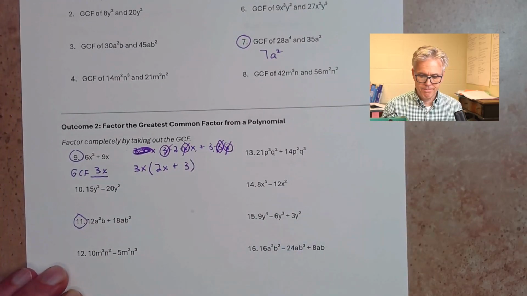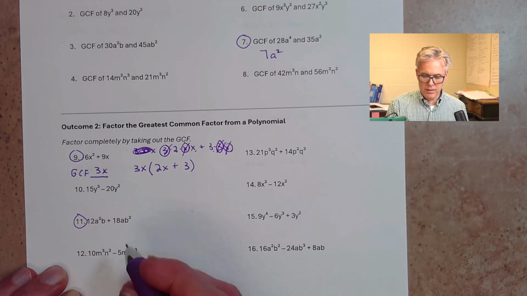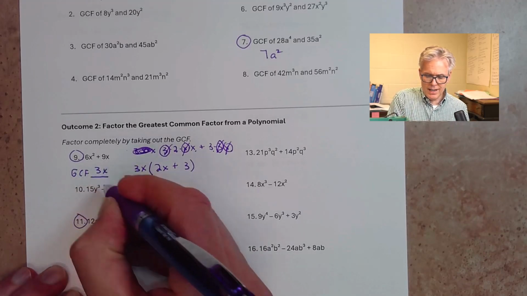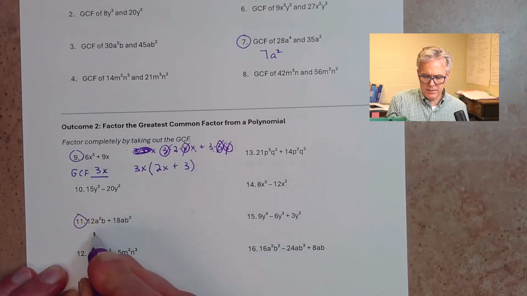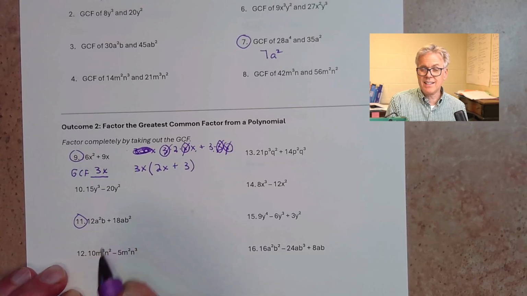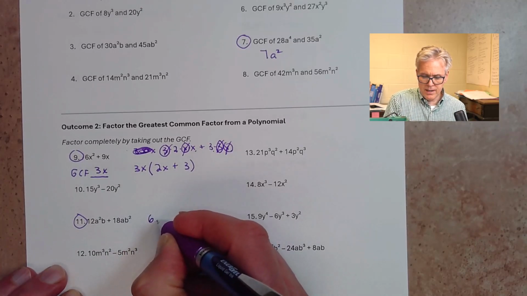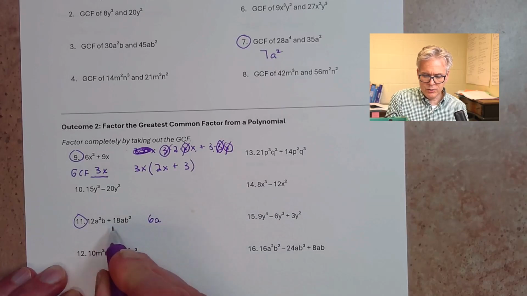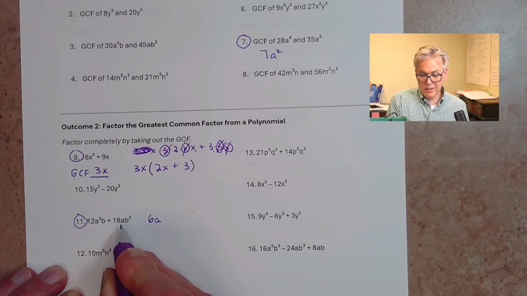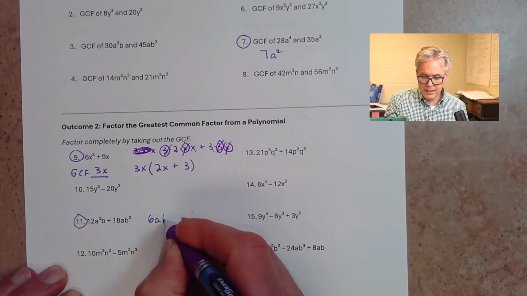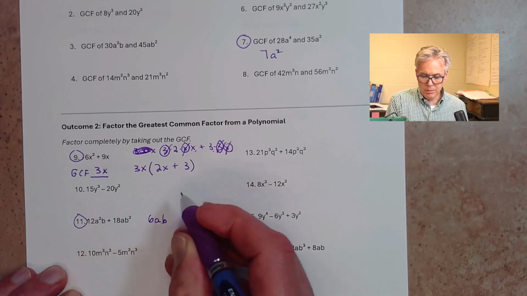Look at number 11. 12a squared b plus 18ab squared. So again, if it helps, write out GCF. Let's just go ahead and do it outside the parentheses. So what number goes into both 12 and 18? The biggest number, 6. And so then how about the variables? I have an a squared here and an a here, so I cannot pull out anything bigger than 1a. And then I'm going to have a b and a b squared, so I can pull out a b.